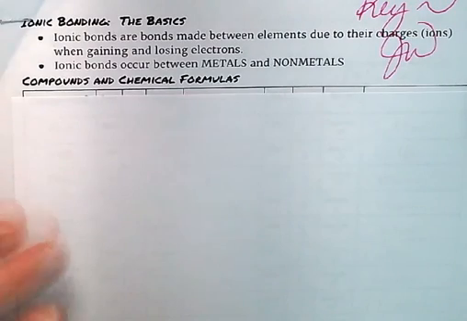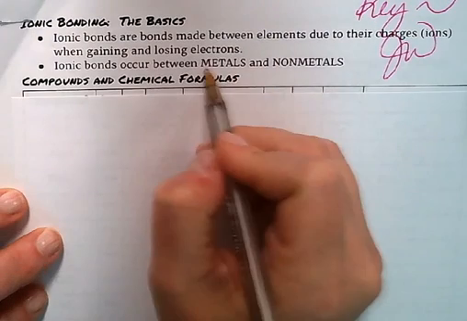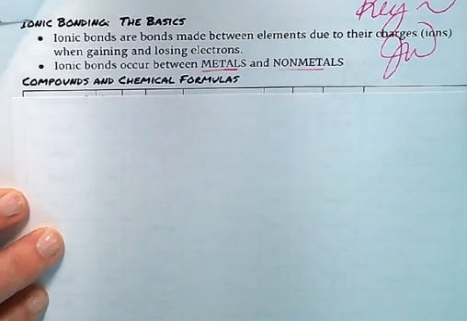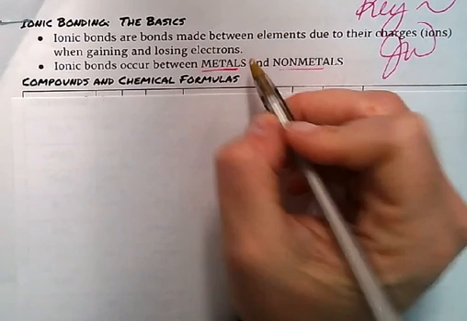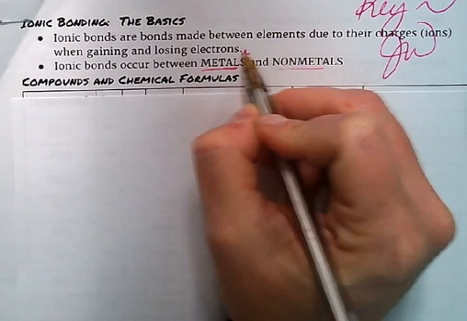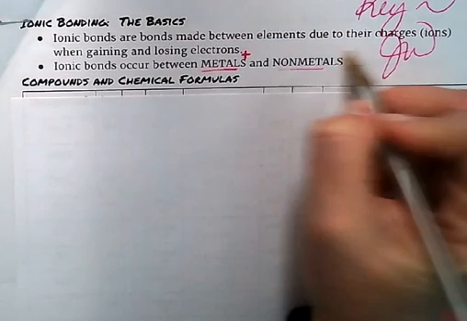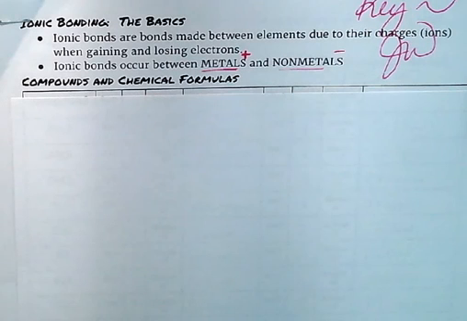And remember that ionic bonds occur between metals and non-metals. So you're not going to have 2 metals bonded ionically together, and you're not going to have 2 non-metals bonded ionically together. This is only for a metal and a non-metal. Your metals are going to have your positive charge. They're going to give away your electrons. And your non-metals are going to have your negative charge, because they're going to gain your electrons.